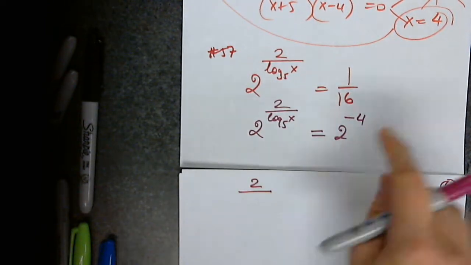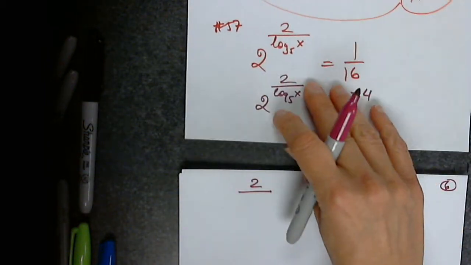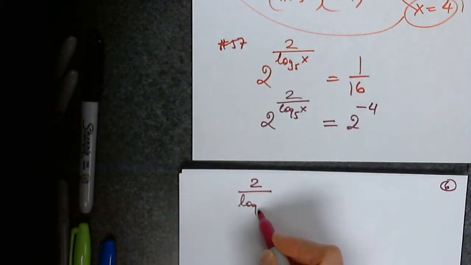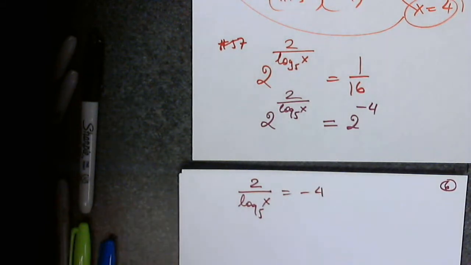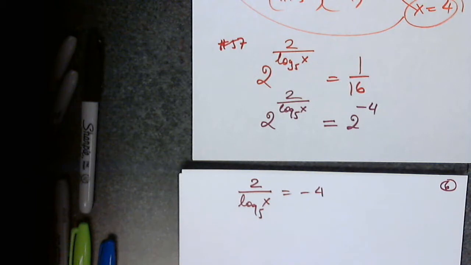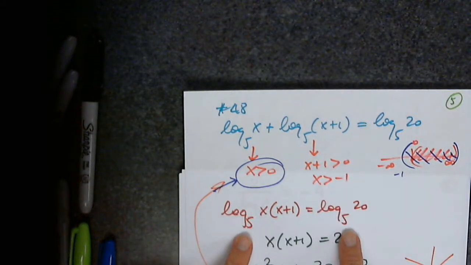No, this is an exponential equation. This is a log equation. Yeah, but it's the same concept, the way log base 5 goes away. Did you set them equal to each other? Yes, but exponential. Exactly. Only because they had the same base.